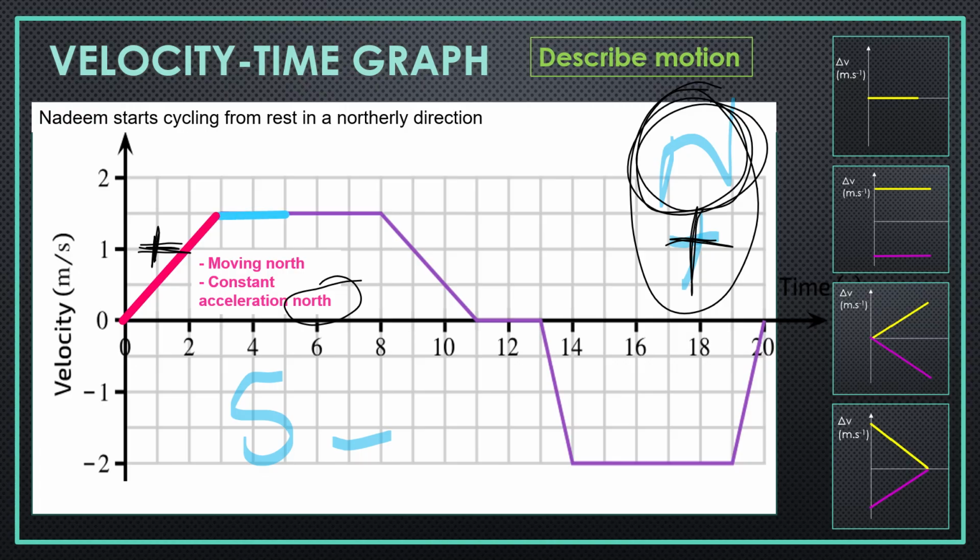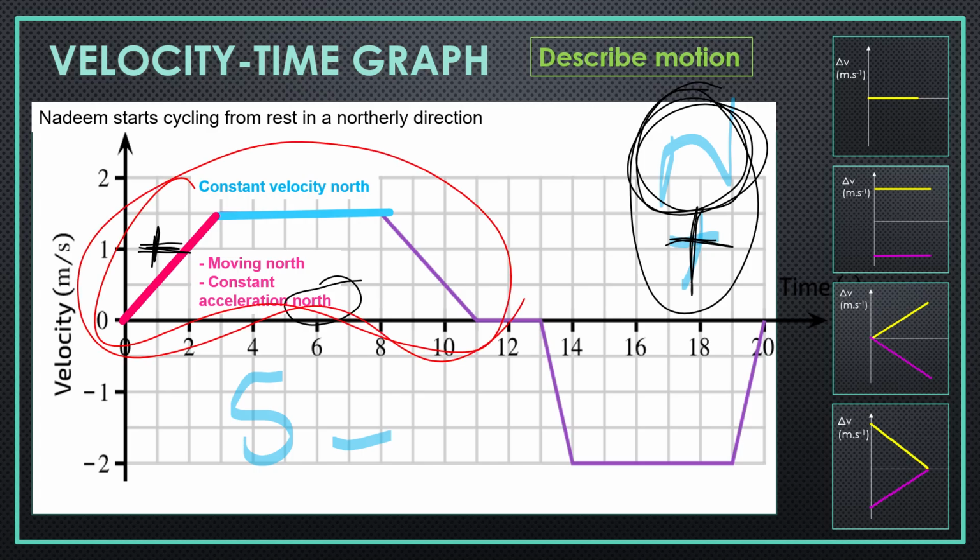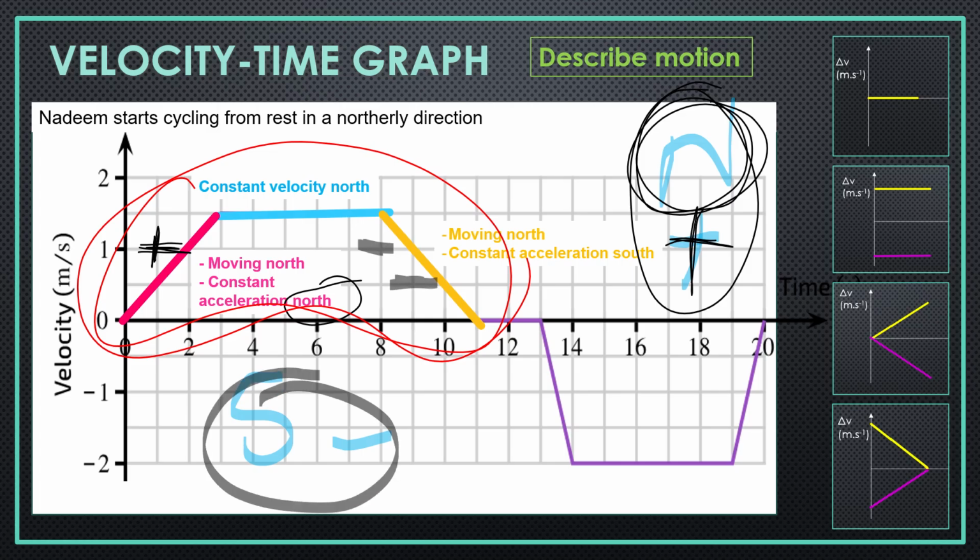Then from 3 seconds to 8 seconds, the object is moving at a constant velocity north. Why north? Because it is above the x-axis. Everything above the x-axis, all of this is north. Then from 8 to 11, the object is still above the x-axis, so the object is still moving north. But now it has a negative gradient, and negative is south, and that is why I say it has a constant acceleration south, because it has a negative.